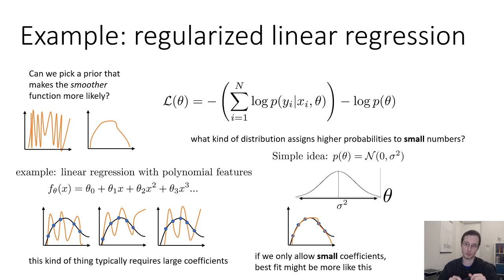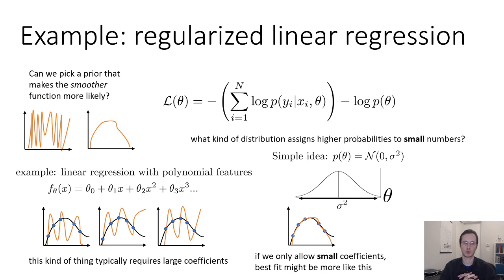So if we want small coefficients, we can ask, what kind of distribution assigns higher probabilities to small numbers? There's a wide range of distributions we can choose from, but one very simple choice is to use, again, a normal distribution, this time with a mean of 0. A normal distribution with a mean of 0 looks like a bell curve. It puts most of the probability mass on small numbers close to 0. How close? That's determined by the variance. So sigma squared is the variance, and that determines how close you want to stay to 0.